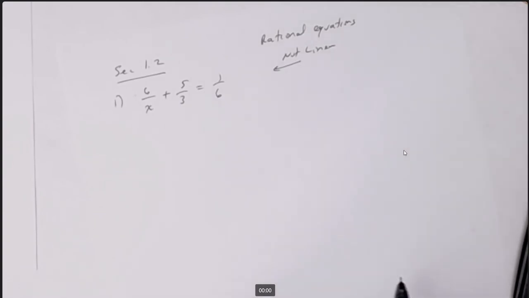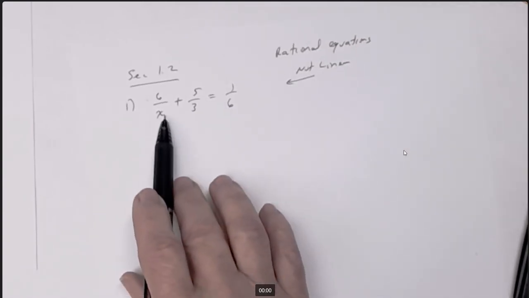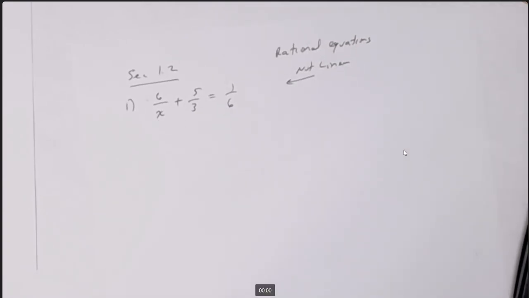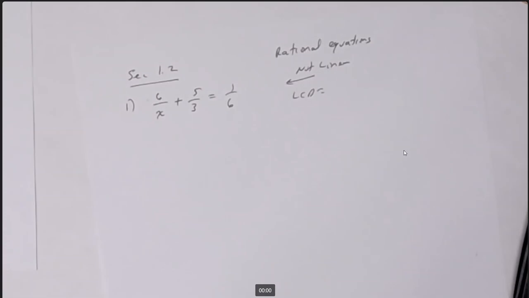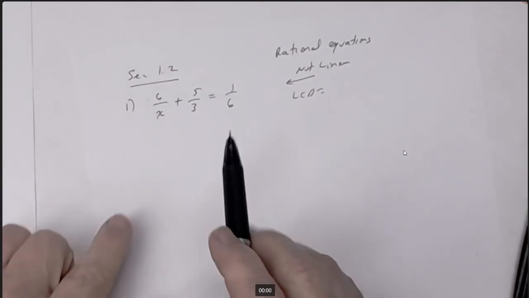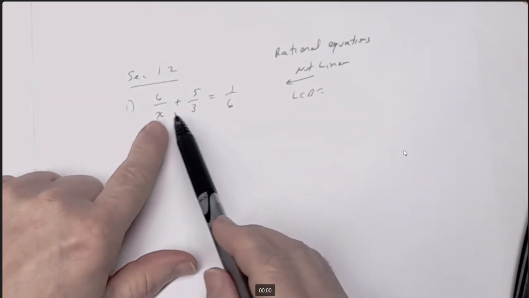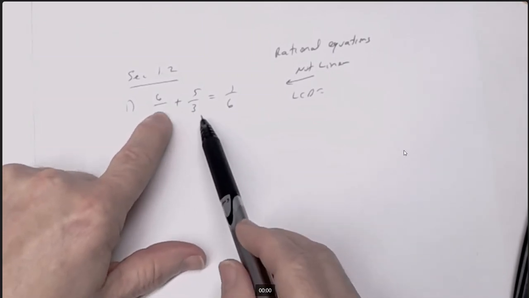But the idea is the same. You want to find the least common denominator. Now, some students find this a little bit difficult, but what I would do first is forget about the variable for right now. If you look at the numbers, what's the smallest number that 3 and 6 go into?